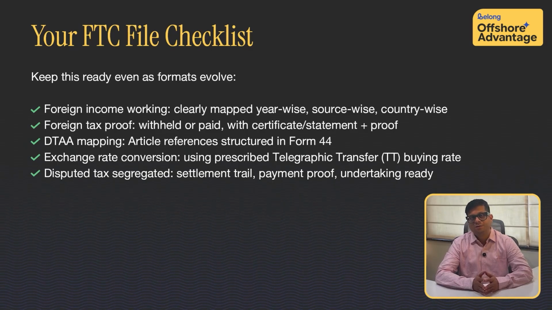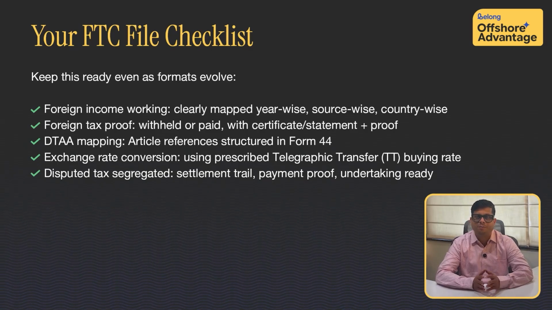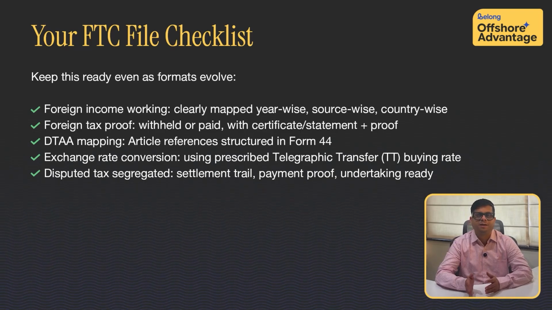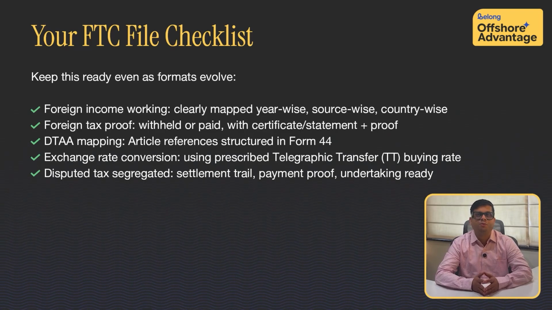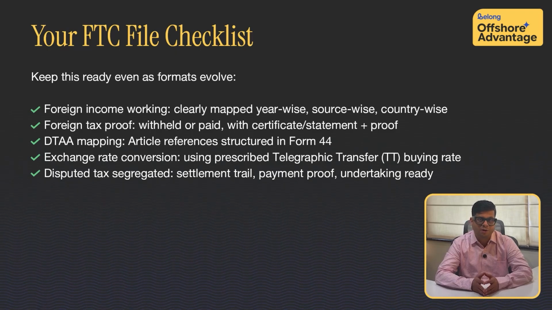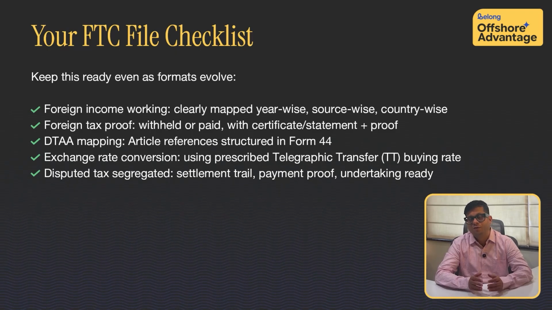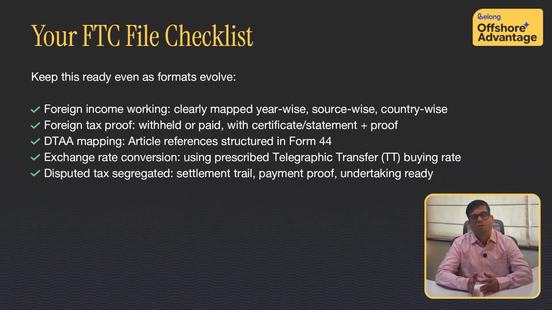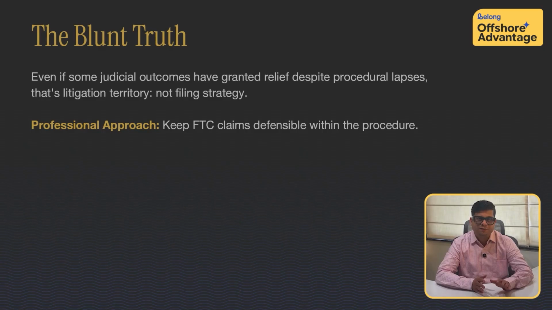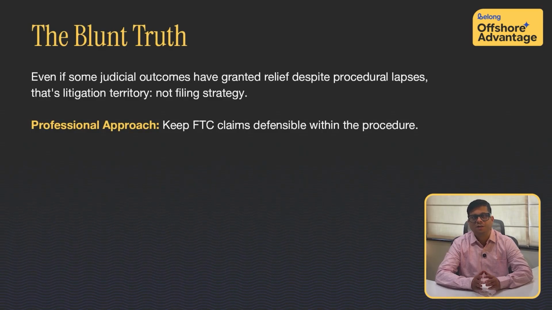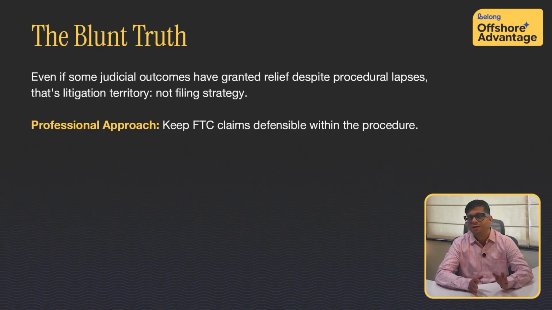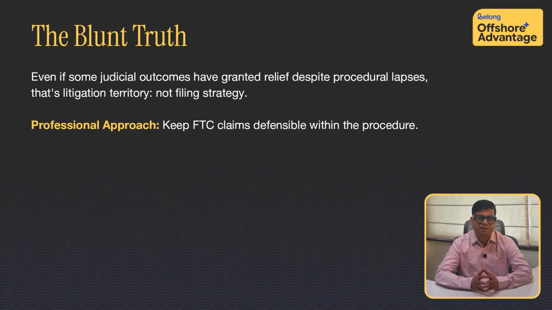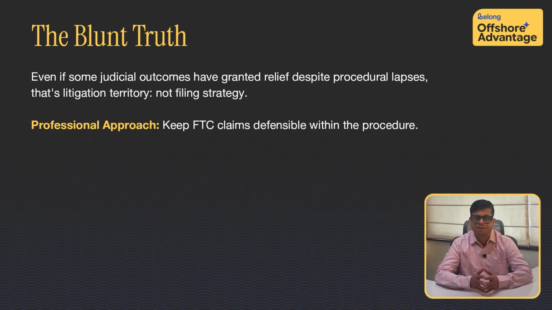4. Exchange rate conversion working using the prescribed TT buying rate method. 5. If any portion of foreign tax is disputed, keep it segregated. Keep settlement trail and payment proof ready and be prepared for the undertaking requirement that no refund has been claimed or will be claimed, because without that, the disputed tax credit route collapses. Now, a practical line that I'll say bluntly. Even if some judicial outcomes have granted relief despite procedural lapses, that is litigation territory. It cannot be a filing strategy. So, the professional strategy to keep the FTC claim defensible within the procedure is as given here.